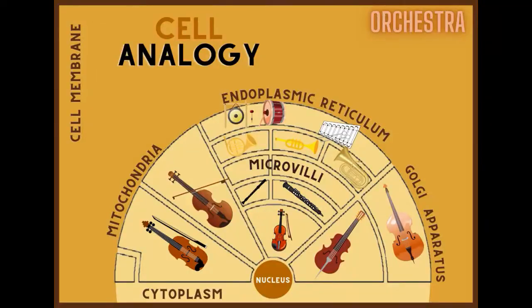Cells, the basic structure of life, yet one of the most complex life forms in existence. While understanding the cell might be a little complicated, we can compare the cell to something that is easier to understand, such as an orchestra. As you can see in the image, we can see various parts of the orchestra being compared to various parts of the cell.